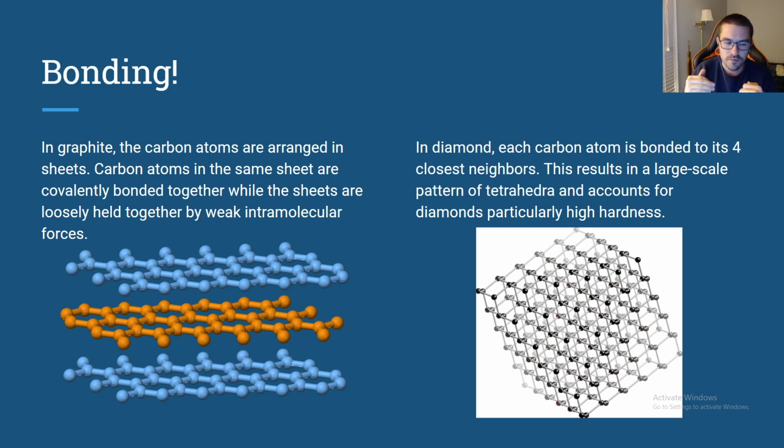As a result, with graphite, this is why it's a good lubricant. This is why it's good for pencil lead. When you take your pencil and scrape it across a piece of paper, what is actually happening is you are scraping off layers of carbon atoms onto your paper. You're transferring them from your pencil onto the piece of paper.